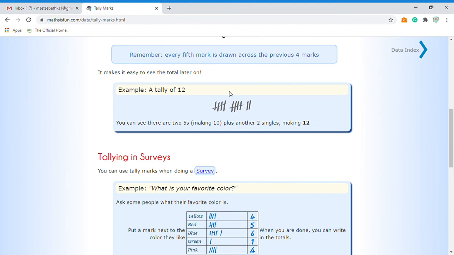Okay, so it just makes it much easier to judge. You don't have to go count every single line. As soon as you see a line has been drawn across, you know, okay, that counts as 5. So 5, 10, and 2 single ones, 10, 11, 12.